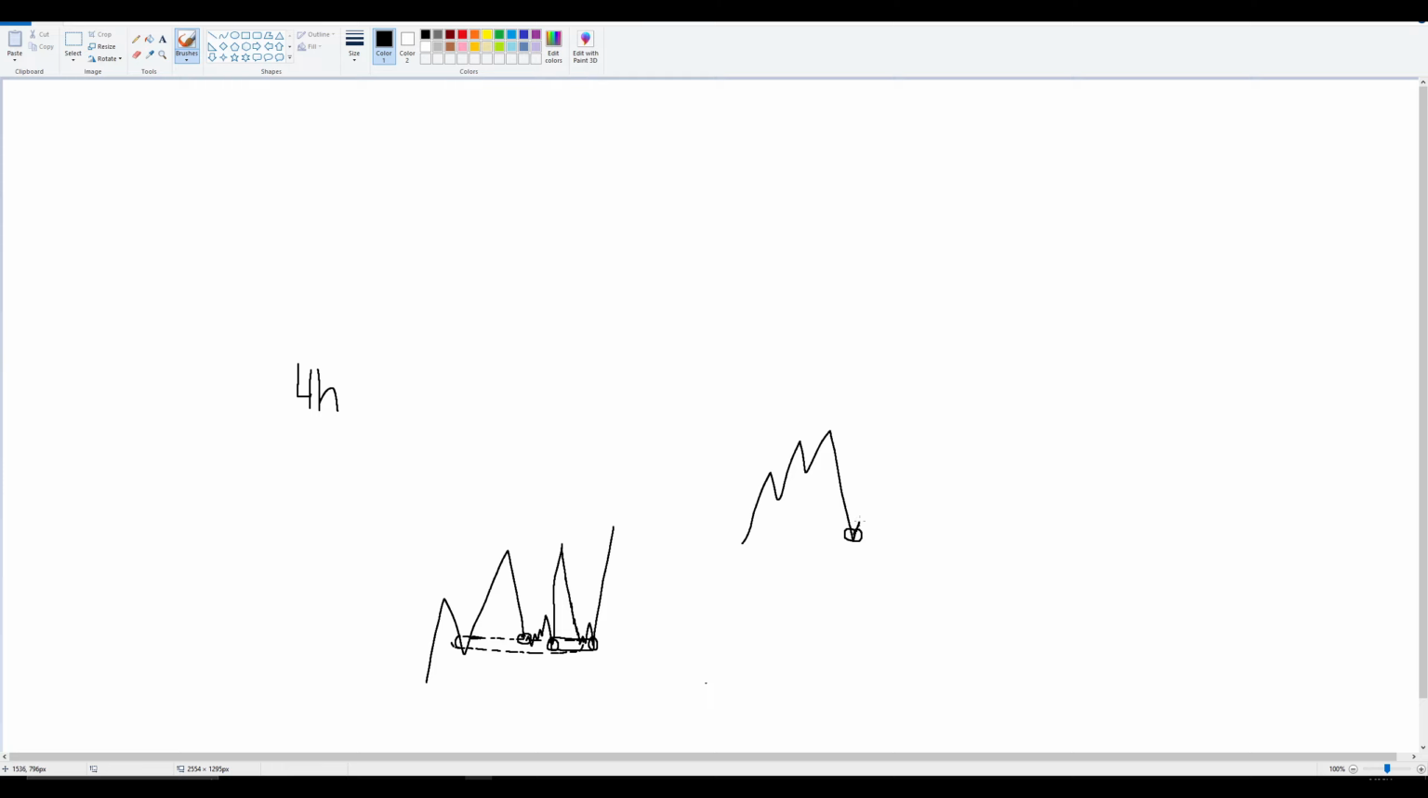We get triggered, and then I see structure was broken. I do not move my stop loss to break even. The first qualification is we need to see the second mitigation. After the second mitigation, that's the first step to moving your stop loss to break even. Now that's the first step: having two mitigations on your zone. Now, what's the second step? The second step is the continuation of structure.